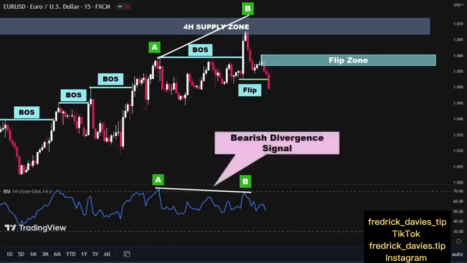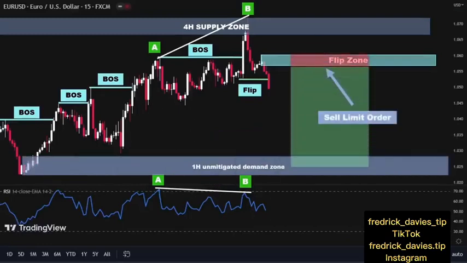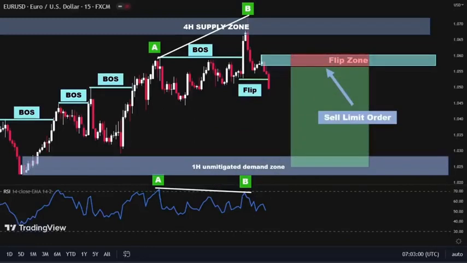So guys, we have finally received our entry confirmation and it's time to place the sell limit order. I'll be placing the order at the lowest point of the flip zone and setting the stop loss a couple of pips above the flip zone. As for our take profit target, we will be aiming for the most recent unmitigated demand zone.